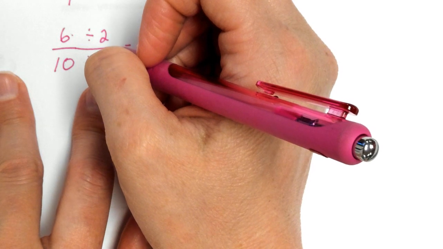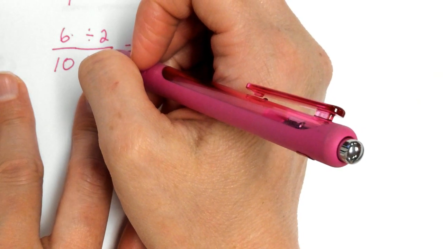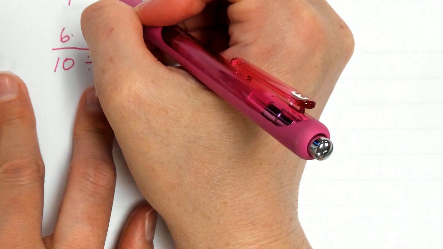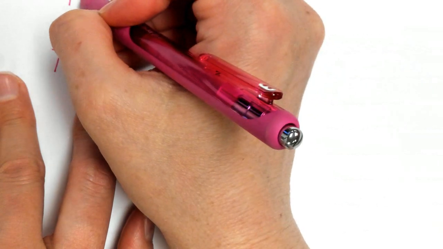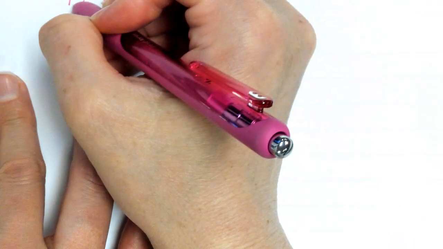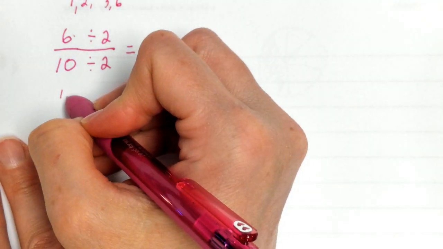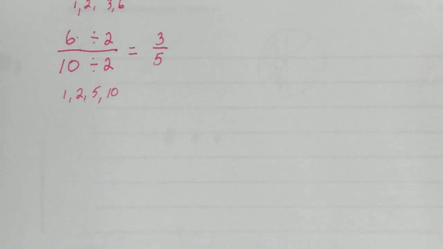So this is where knowing our factors comes in. Okay, I know that the factors of 6 are 1, 6, 2, and 3. The factors of 10 are 1, 2, 5, and 10. So I chose a common factor. Jaslyn. Put your head up, please.